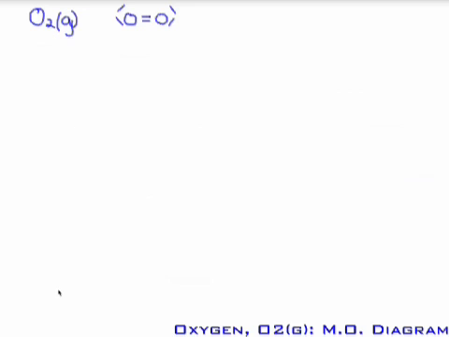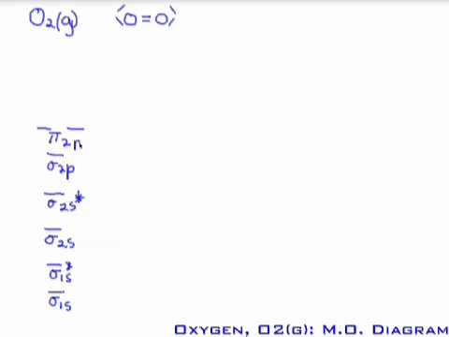But when we did the molecular orbital energy level diagram, remember sigma 1s, sigma 1s star, sigma 2s, sigma 2s star, star being the antibonding, sigma 2p, pi 2p, pi star 2p, and sigma star 2p. And we added our electrons.